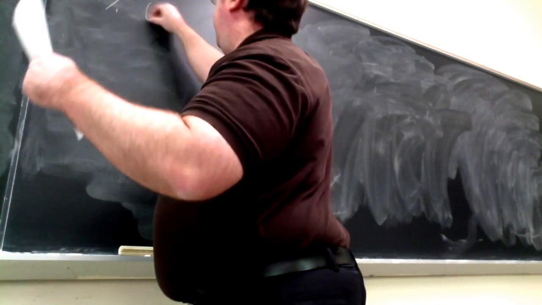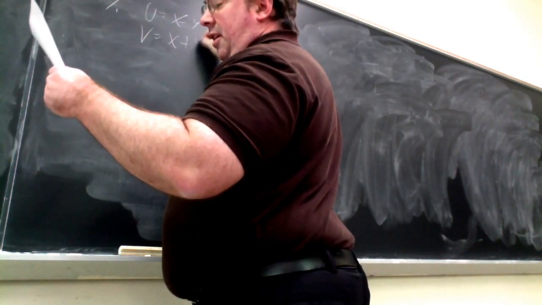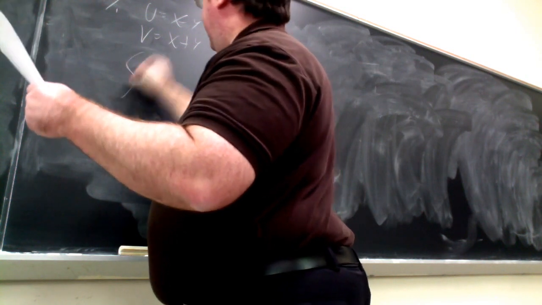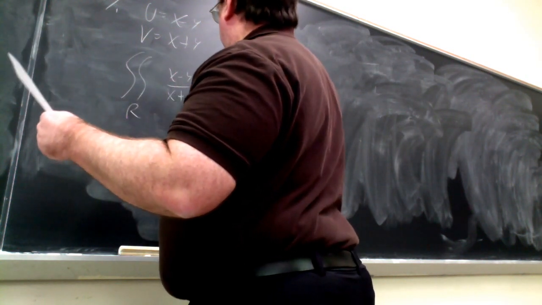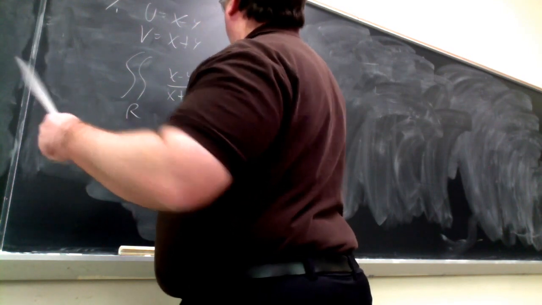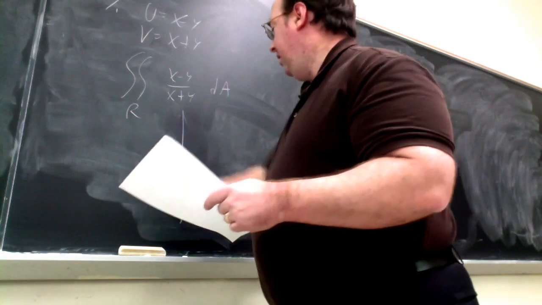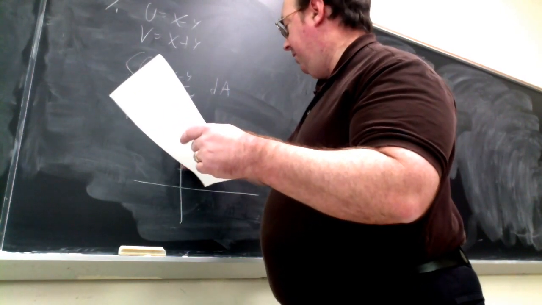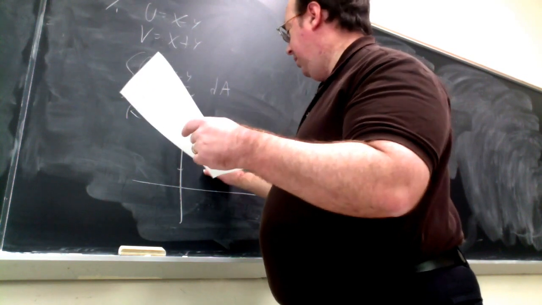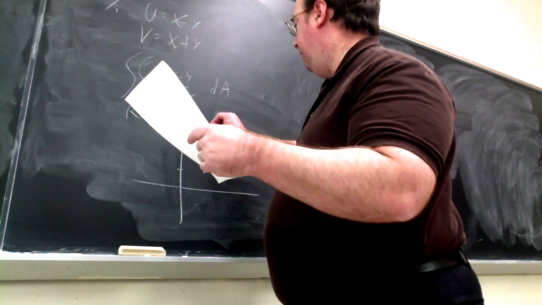Okay, so we're given a change of variables, u is x minus y, v is x plus y, and this is your original double integral, and R is a tilted square. So we have 1, 2, 2, 1, 3.